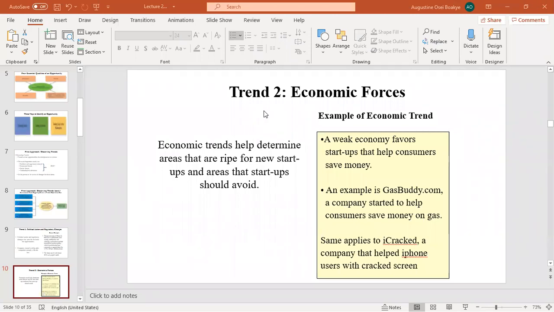In other words, if you look at how the economy is doing, the issue of inflation, deflation, unemployment, employment, the issue of contractionary policies from the Central Bank of Ghana, expansionary policies, and so on and so forth, and you analyze it comprehensively, most entrepreneurs are able to decipher which areas are ripe for startups and which areas they should avoid. And so that is how economic forces, as far as the trends are concerned, can also be capitalized on to set up a business.